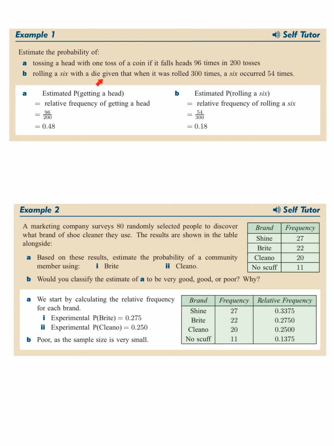Similarly, rolling a 6 with the die, given that when it was rolled 300 times, the 6 occurred 54 times. If it occurred 54 times and you rolled it 300 times, then you just put the 54 over the 300 and you get 0.18.